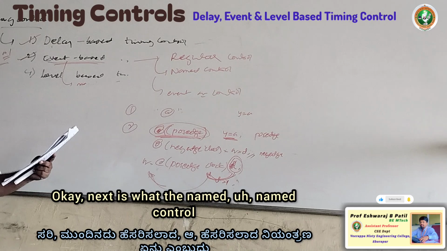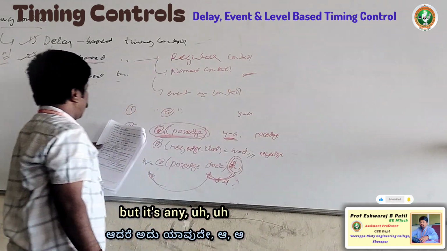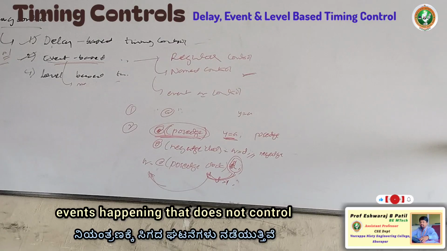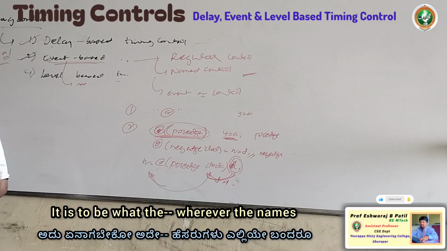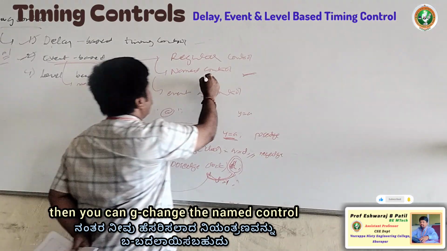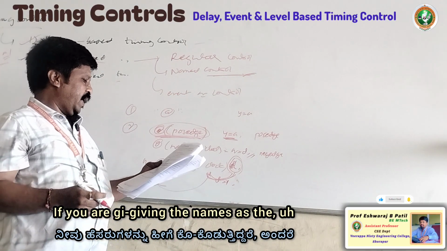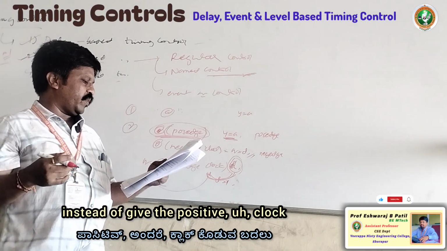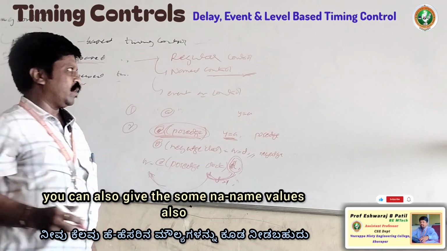Okay, next is the named control. Named control is nothing but this: if any event is happening, it does not hold for a moment. Wherever a name comes to a particular event, we can change the named control. If you are giving the name itself as the positive clock, instead of giving the positive clock, you can also give some name values.